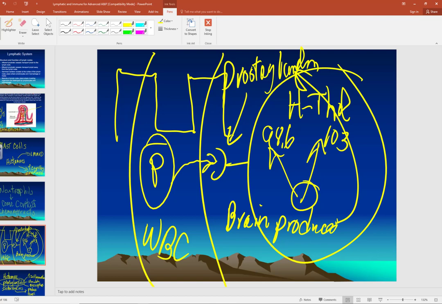That's why Tylenol is not an anti-inflammatory, because Tylenol works centrally. It prevents the synthesis of prostaglandins in your brain. So it can be used as an analgesic to reduce pain, and it can reduce fever, but it doesn't work as an anti-inflammatory.